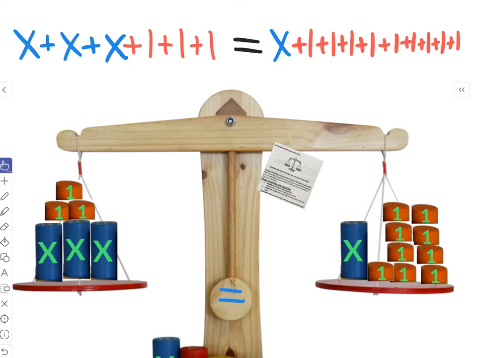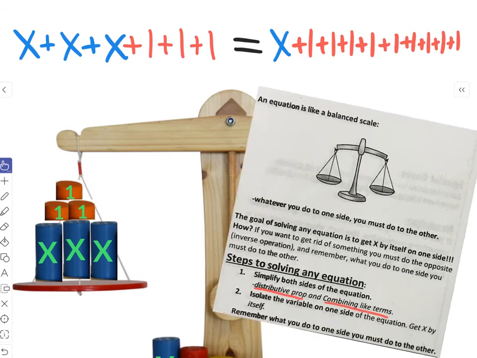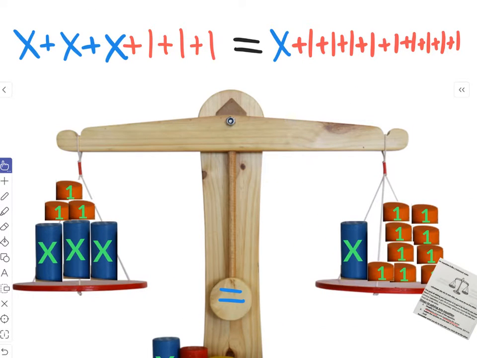Let's go back to our notes over here. Our notes, step 1 to solving any equation. It says simplify both sides. Now, when you think simplify, you need to think two things. What are those two things? Distributive property and combining like terms. So obviously you need parentheses to have distributive property. And there are no parentheses right there, but you do have combining like terms. You could combine all the terms that are alike.